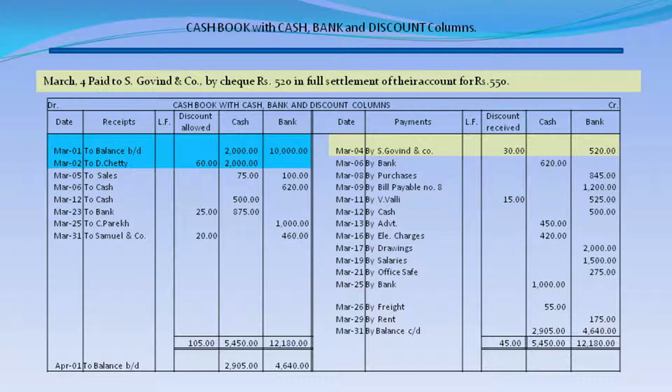March 4. Paid to S. Govind and Company by check rupees 520 in full settlement of the account for rupees 550. So this is a payment by check. So we have to record it on the credit side, in the bank column. March 4 by S. Govind, discount 30 rupees, bank account 520 rupees.